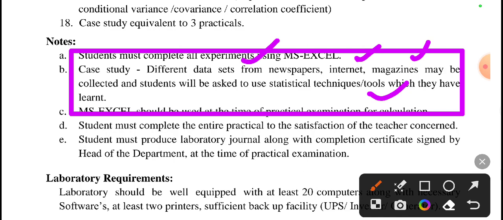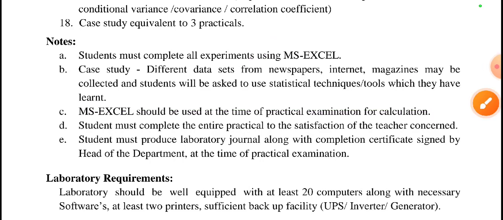First you have to collect the data set. The data set should be small, and it can be collected from newspapers, internet, or magazines, and you have to employ the statistical tools and techniques which you have learned in this academic year.